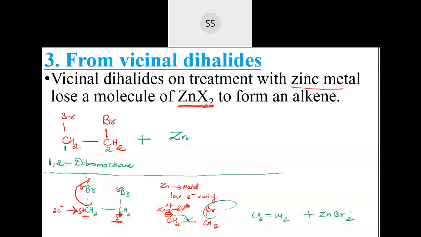Okay, so I'm writing that. You saw what has happened. One bromine atom has gone, and those electrons we have got from the zinc.